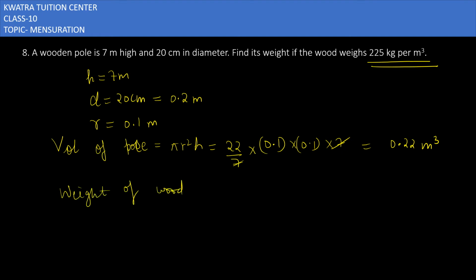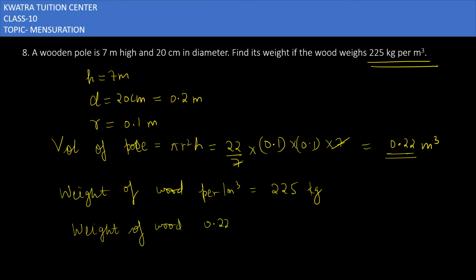So weight of wood per meter cube will be equal to 225. 1 meter cube के लिए आपको दिया हुआ है 225 kg. ठीक है, but we have to find for 0.22. 1 के लिए इतना है तो 0.22 के लिए कितना होगा? You just have to multiply it with 0.22. 225 into 0.22 needs to be multiplied and you will get the answer as 49.5 kg. Weight of wood कितना हो जाएगा आपका? 49.5 kg. So yes, this is the answer for 8th one.